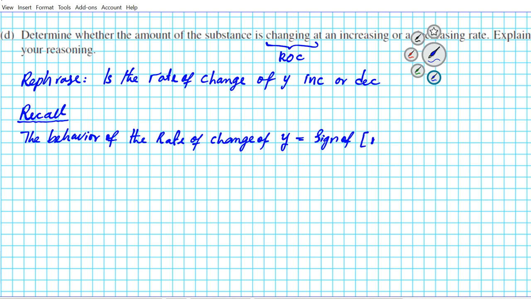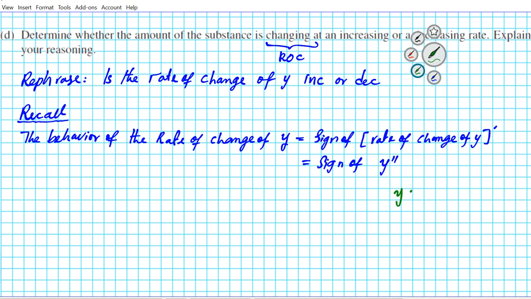So the sign of the rate of change of y prime. So what's the sign of the rate of change? That's what it is. What is the sign of the derivative of the rate of change? So the sign of the derivative of the rate of change is the same thing as the sign of y prime, the rate of change, prime: y double prime. Alrighty, so that's what we're looking at. We're looking at the sign of the second derivative.